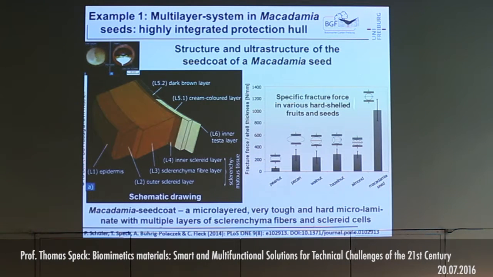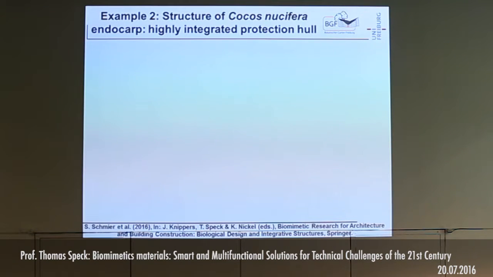And if you compare a macadamia seed with other nuts, the only real nut here, by the way, is a hazelnut. These are drupes, and this is also a drupe, and the peanut is a seed pod. Anyways, the macadamia seed outcompetes all the other plants by a factor of 3, if you compare the fracture force to the coat thickness. So it's a really very hard and tough material, which is perfect as an inspiration for a puncture resistant surface and structure.